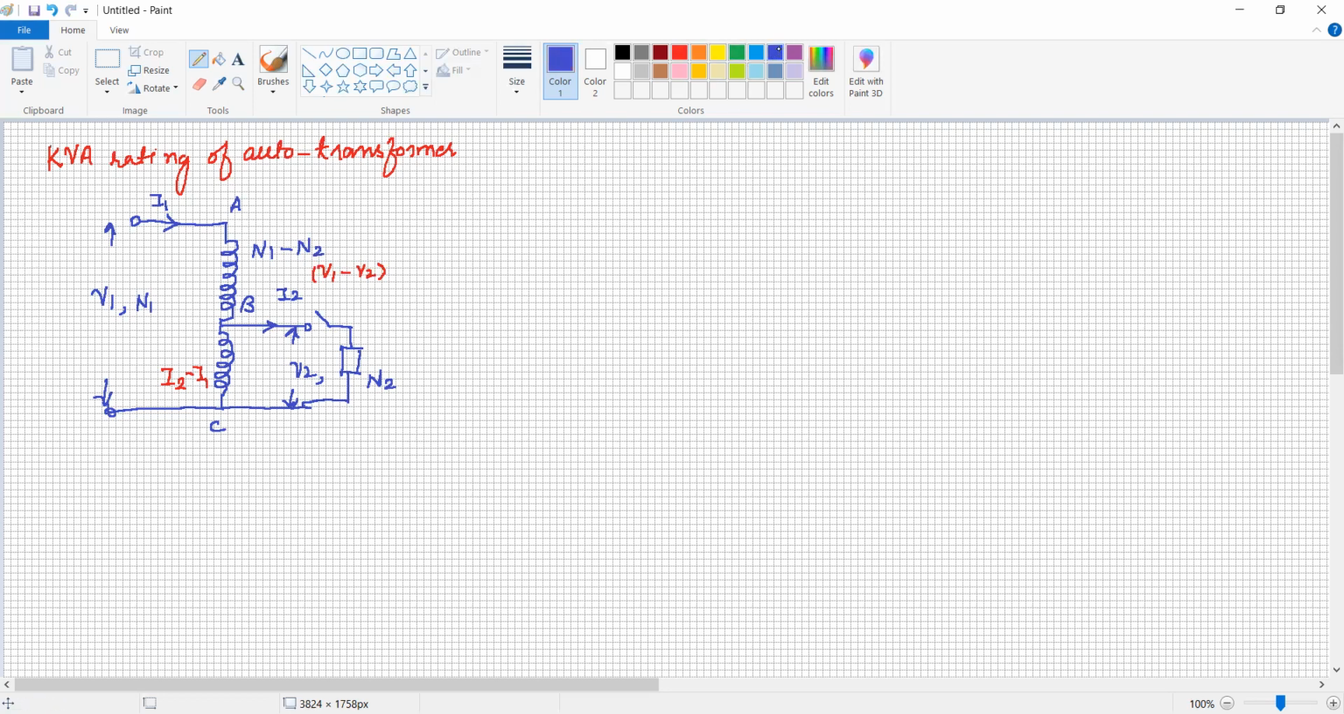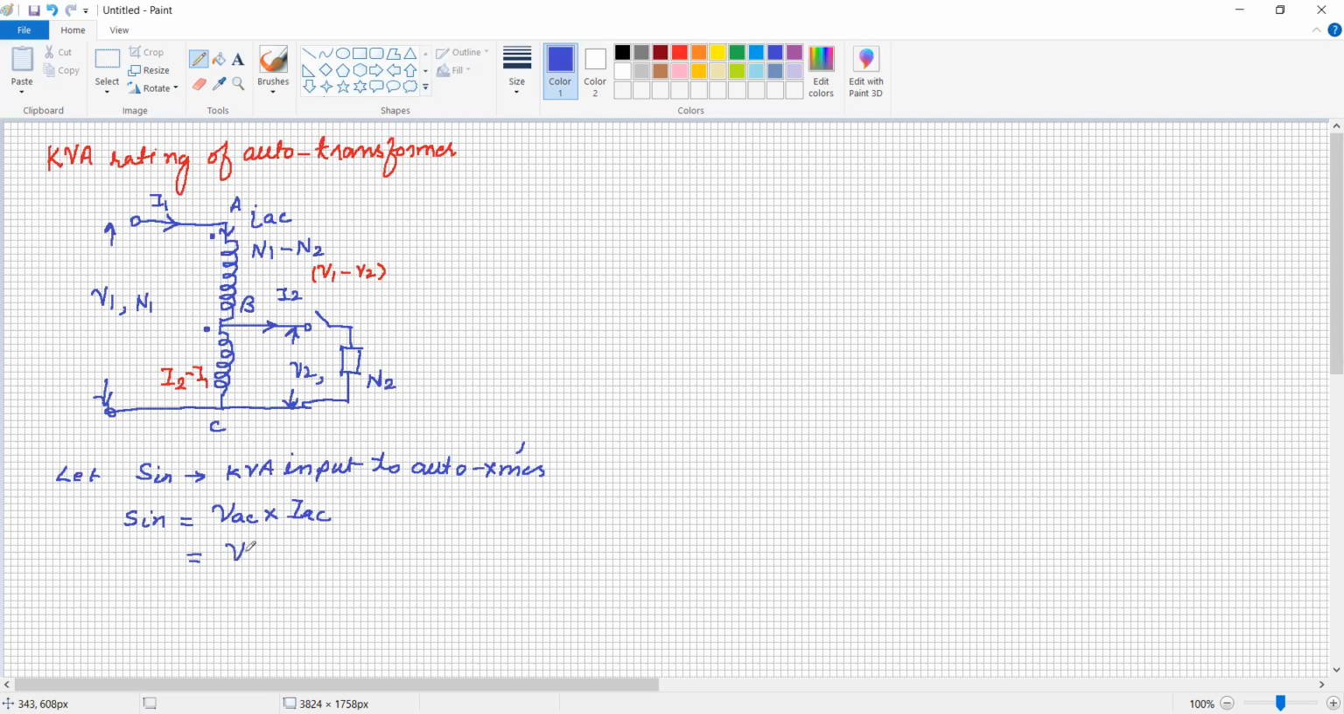Now, let SIN be the kVA input to the auto transformer. So SIN is equal to the input to the transformer, which is VAC multiplied by the current IAC. The current is here, it is IAC. So it is equal to VAC, since it is in the same direction.